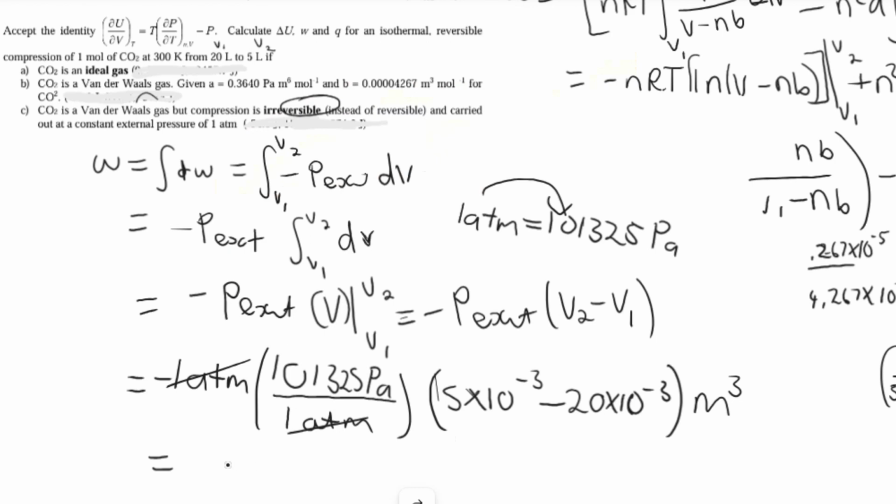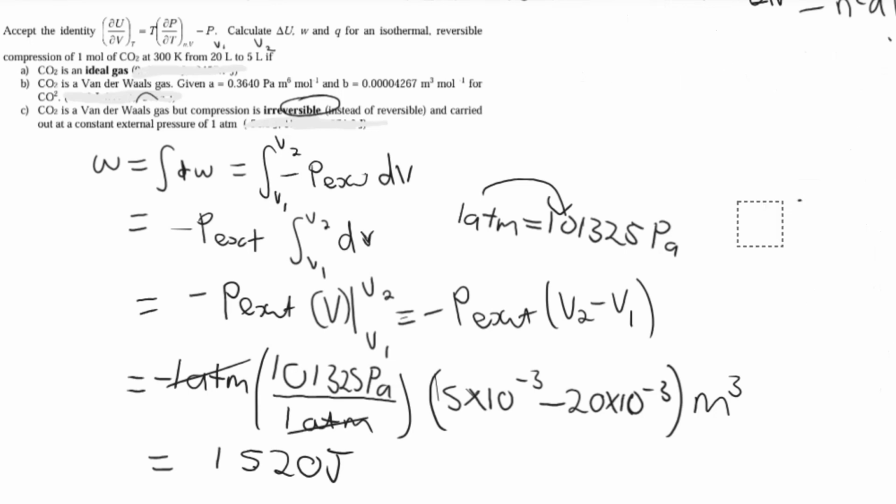And then we just punch the calculator here. We get our work as 1,520 joules. Okay, and then I forgot to calculate it, but it's the same procedure as for B. We're going to repeat the same thing as for B, and then we're going to make this video longer than necessary. So we can just skip that one.